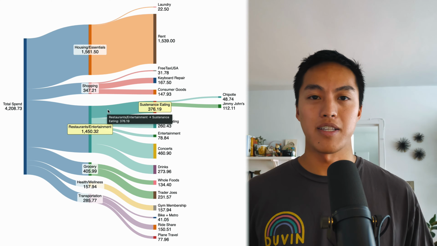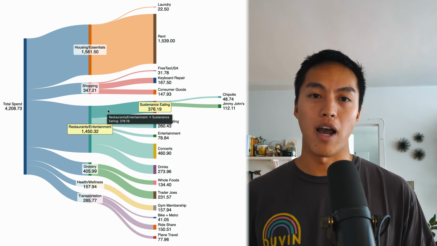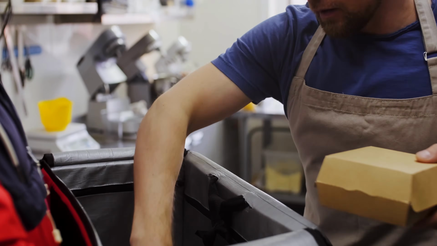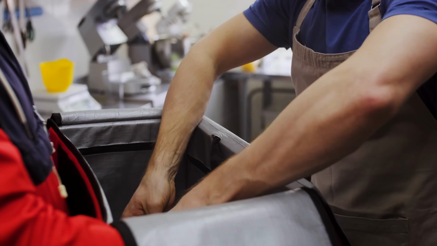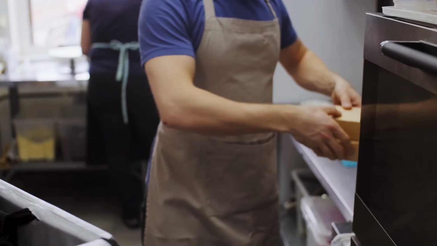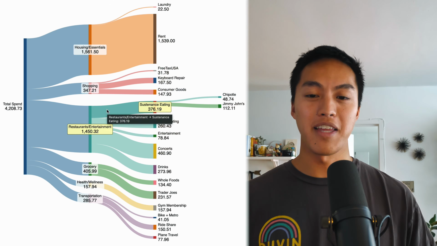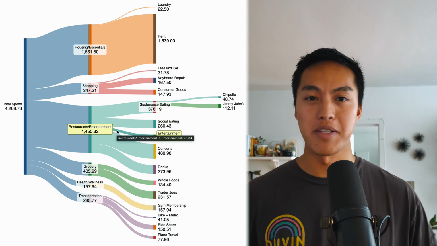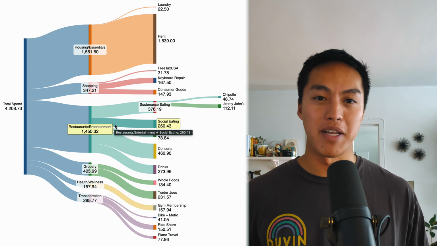I called things that are sustenance eating when I'm basically buying food out because I am either too lazy or don't have enough time to make food at home, and I'm just eating by myself. I don't really like that at all, whereas the social eating category is where I'm getting food out with friends, and I'm perfectly happy to spend money doing that.